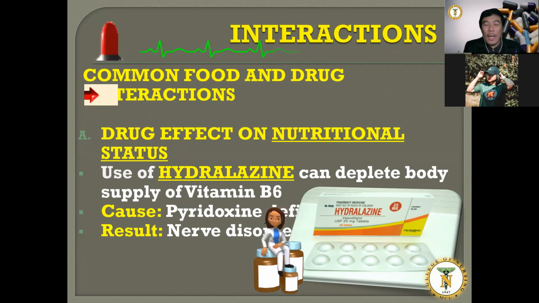Okay. Vitamin B6 is pyridoxine. So, if continuously taking hydralazine, it may lead to pyridoxine deficiency, and the result naman nito ay nerve disorder. So related pa rin, folic acid and pyridoxine are related to each other. So if the person is taking anti-hypertensive drugs and a vasodilator, you must be careful because of the vitamin B6.